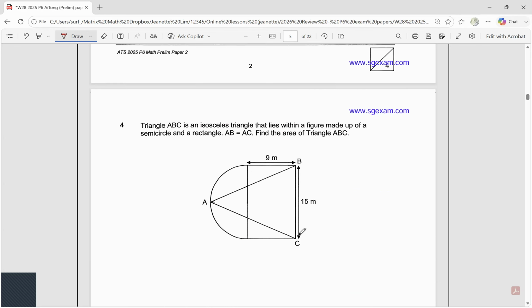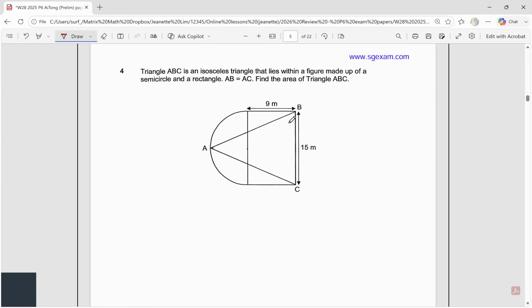Question 4. Triangle ABC is an isosceles triangle that lies within a figure made up of a semicircle and a rectangle. AB equals AC. Let's mark that out. And then you're supposed to find the area of this triangle. So area of triangle is half times base times height. The base is 15, the height is here.